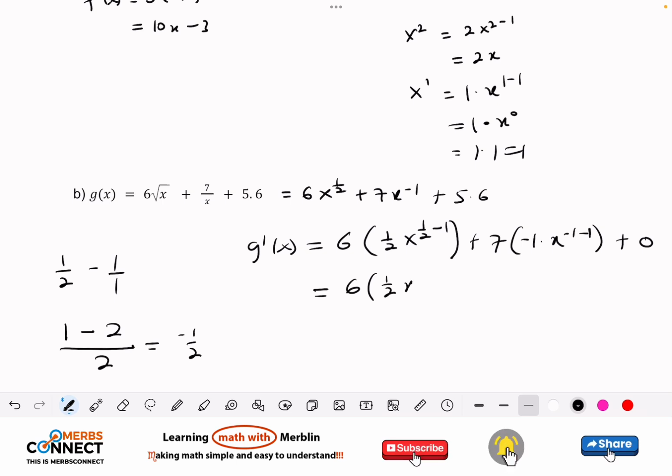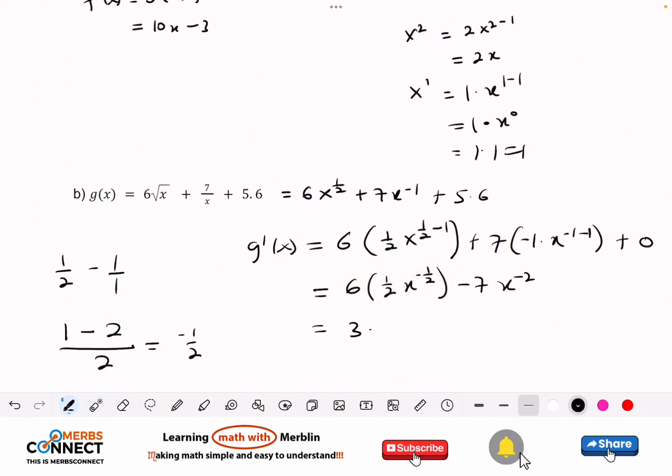So we are going to have x to the power negative 1 over 2 plus. I can multiply 7 by negative 1, which will be negative 7, then minus 2. So this is what I'm going to get. If I want to simplify, then this one is going to be 3 times, so the half and then 6 is going to give us 3.